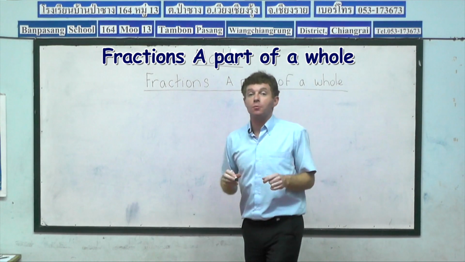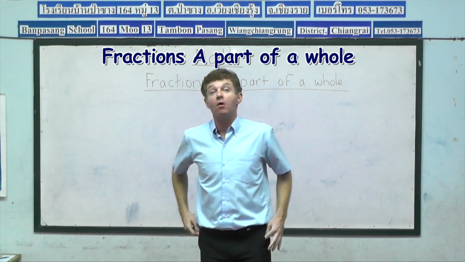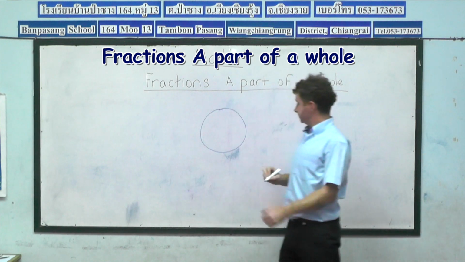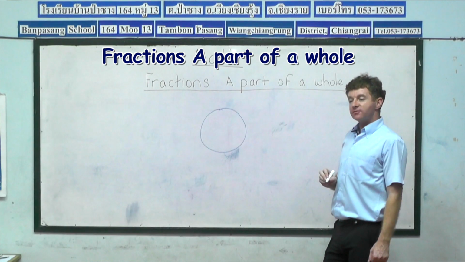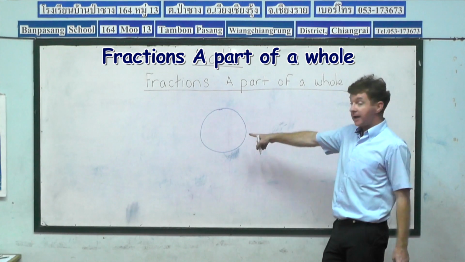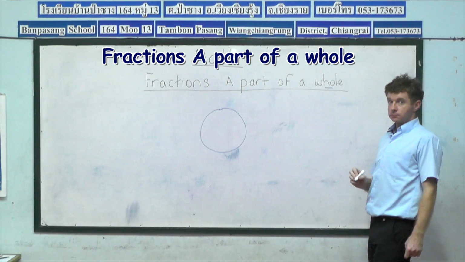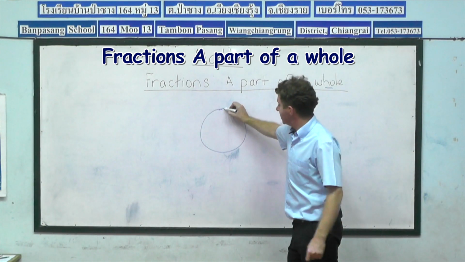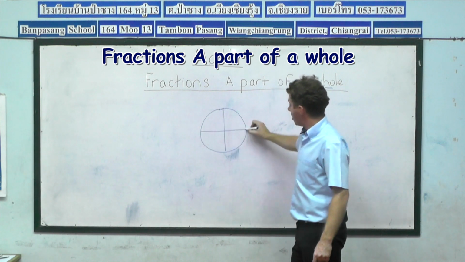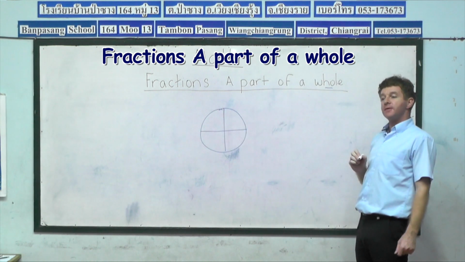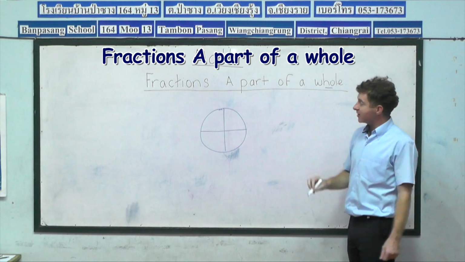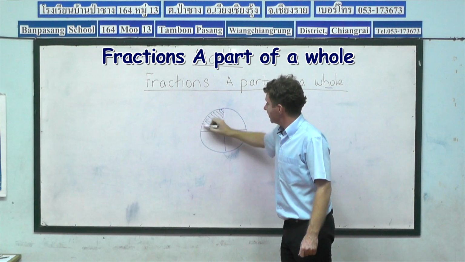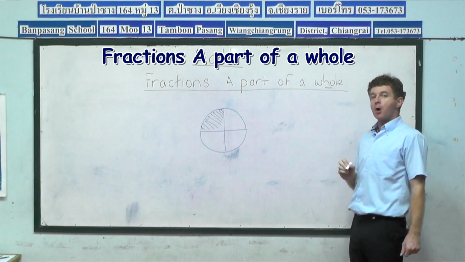Okay, now I'll demonstrate what I mean by a part of a whole. If I draw a circle on the board now, how many parts to the circle? One. The circle represents the whole, okay? A whole thing, one. But if I divide the circle into 4 parts, how many different parts are there now? 4, okay? So the fraction is, if I colour one part of the circle in blue, how many parts of the whole now?